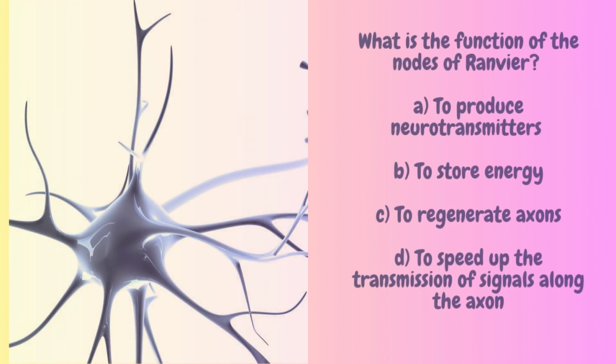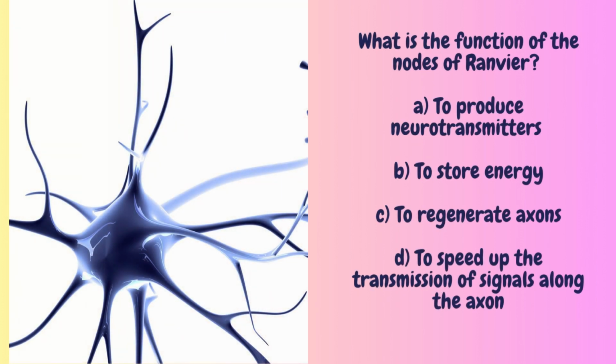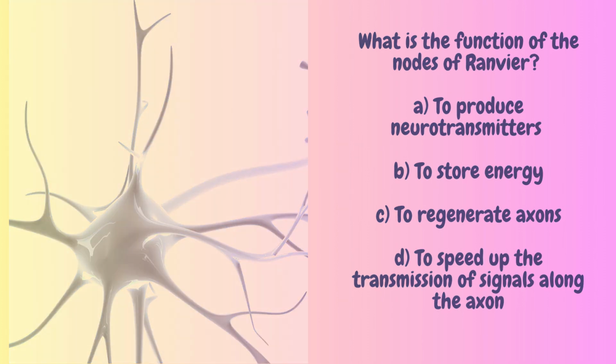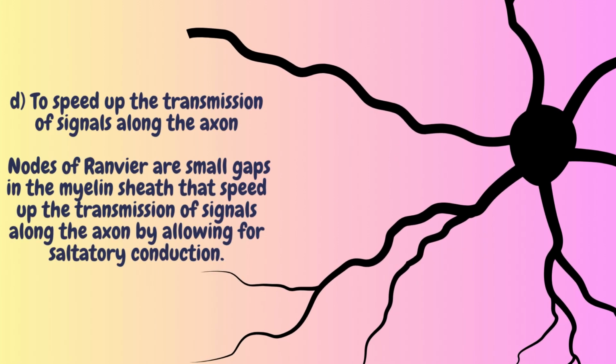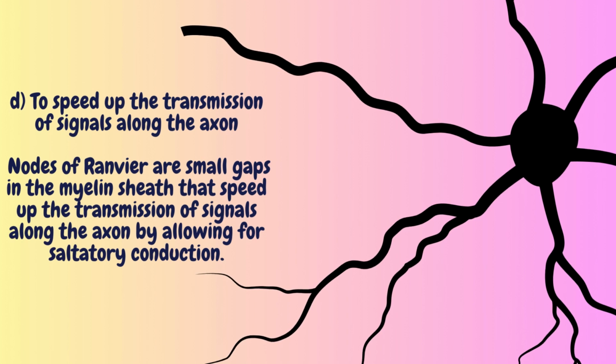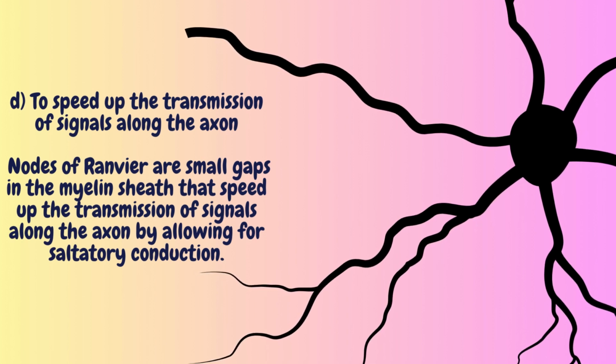What is the function of the nodes of Ranvier? A. To produce neurotransmitters. B. To store energy. C. To regenerate axons. D. To speed up the transmission of signals along the axon. D. To speed up the transmission of signals along the axon. Nodes of Ranvier are small gaps in the myelin sheath that speed up the transmission of signals along the axon by allowing for saltatory conduction.